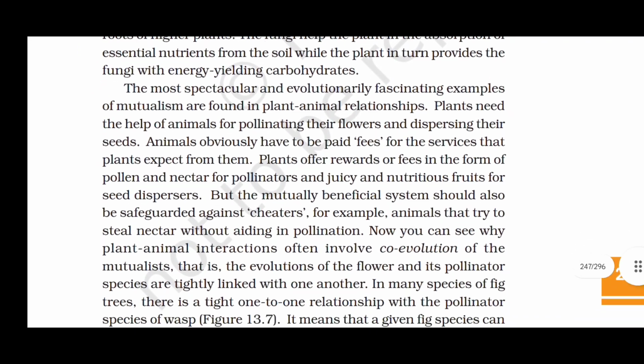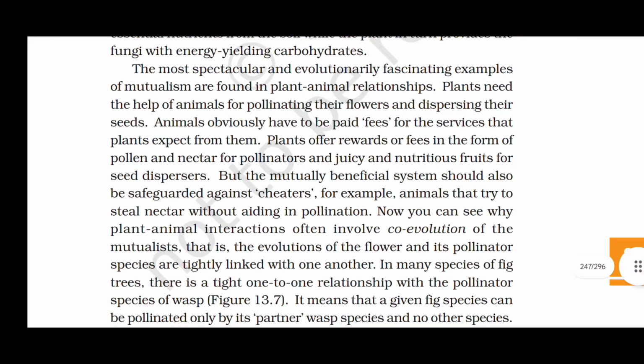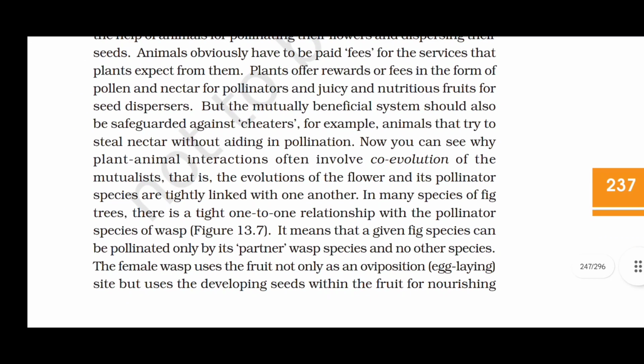The most spectacular and evolutionarily fascinating examples of mutualism are found in plant-animal relationships. Plants need the help of animals for pollinating their flowers and dispersing their seeds. Animals obviously have to be paid fees for the services that plants expect from them. Plants offer rewards or fees in the form of pollen and nectar for pollinators and juicy and nutritious food for seed dispersers. But the mutually beneficial system should also be safeguarded against cheaters.